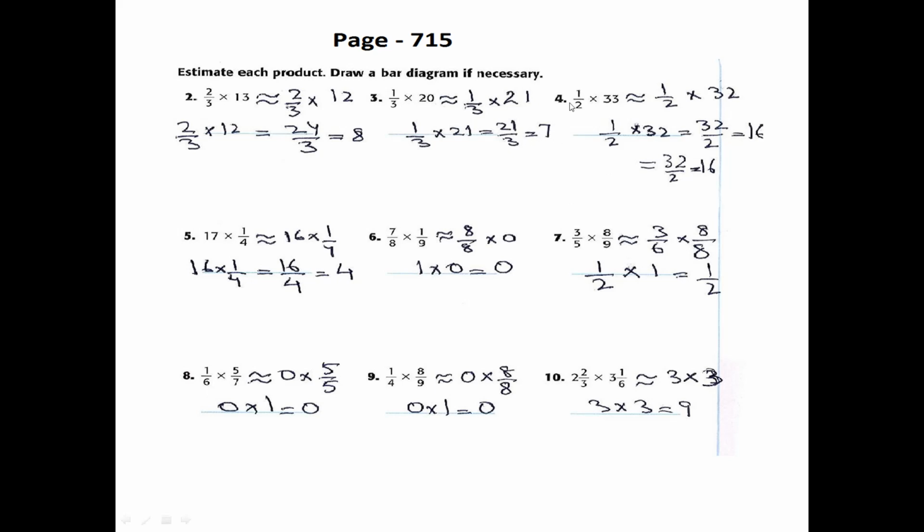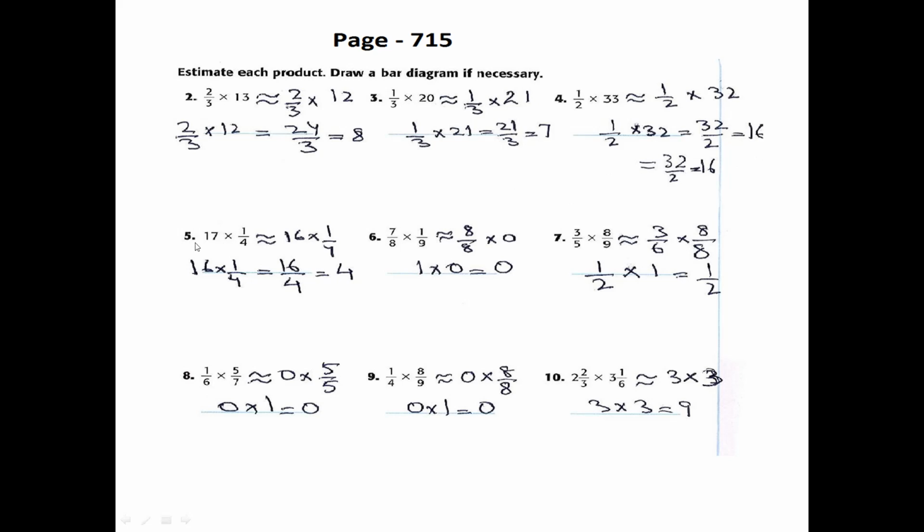Our next question is number 4. 1 upon 2 multiplied by 33. Now we will estimate it. 33 will change into 32. In the next step, we will write 1 upon 2 multiplied by 32. 32 multiplied by 1 is 32 divided by 2. When you divide 32 by 2, you will get 16. 32 upon 2 is 16.